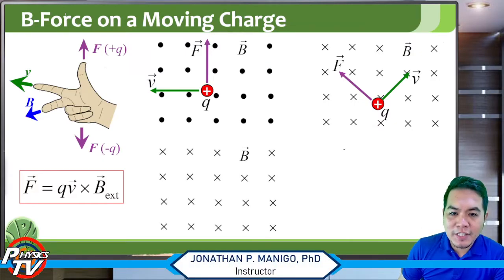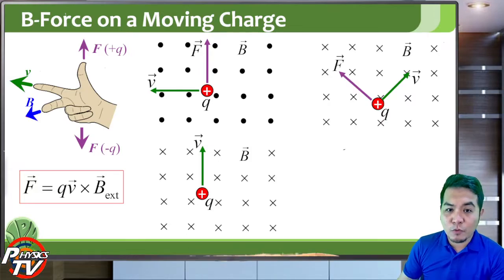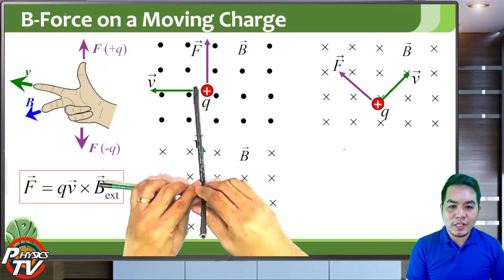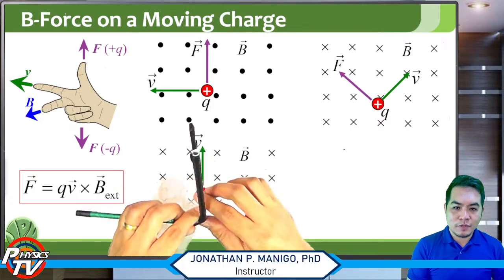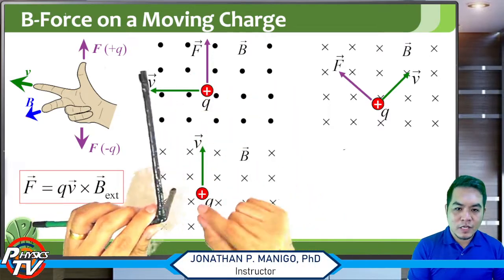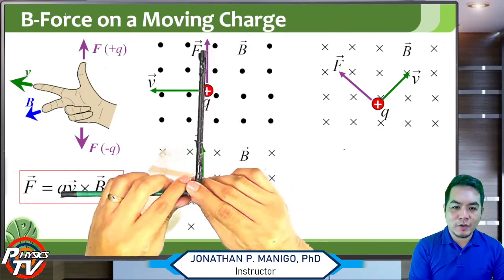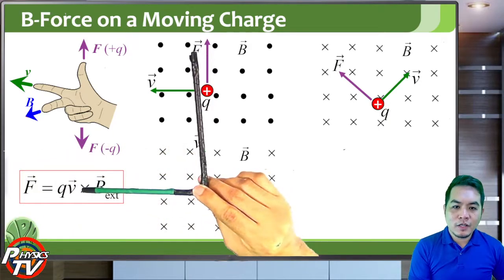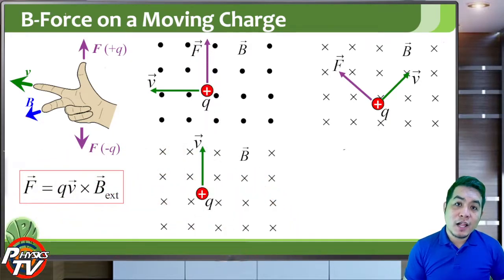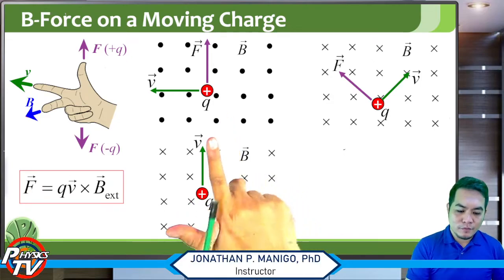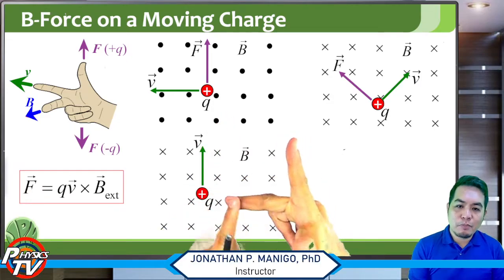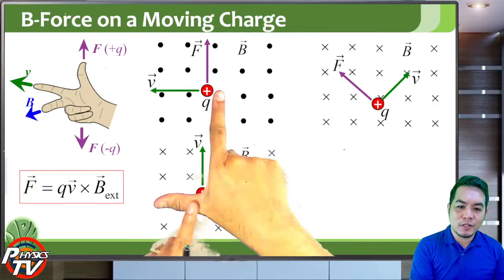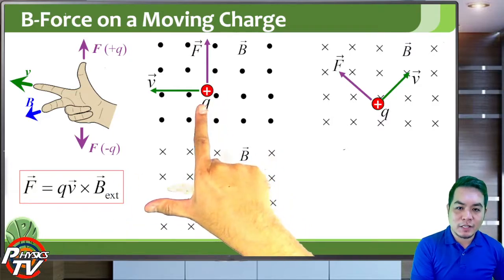So again, another example: you have an external magnetic field and your velocity is moving upward. So velocity is this one. Your magnetic field is into the page, so v cross B. Therefore, the force is to the left. V, your pointing finger. B, the magnetic field, is into the page. So the direction of the force is that one.